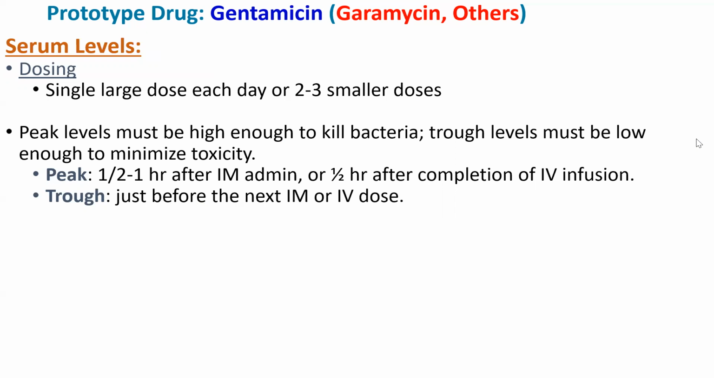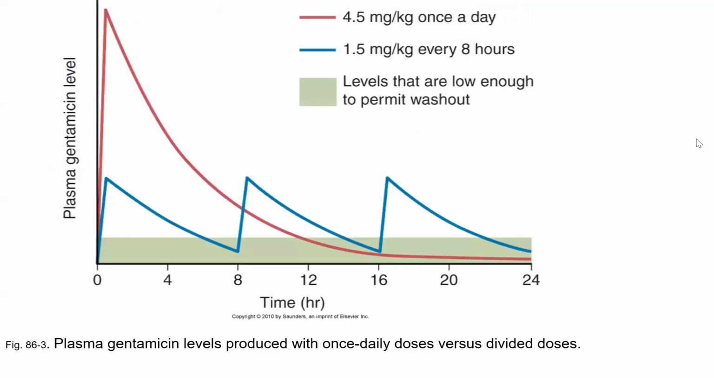So we have two different levels: something called peak and trough. The gentamicin peak is drawn half an hour to 1 hour after IM administration or 30 minutes after the completion of IV infusion. The trough level should be drawn just before the next scheduled IM or IV dose.